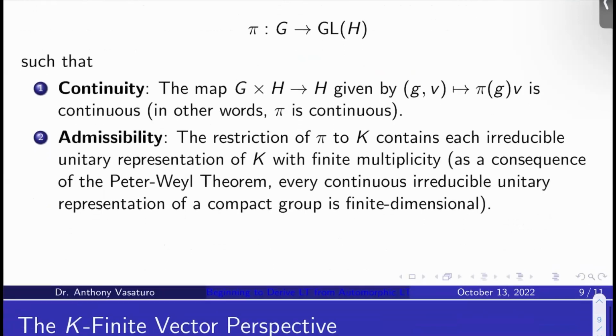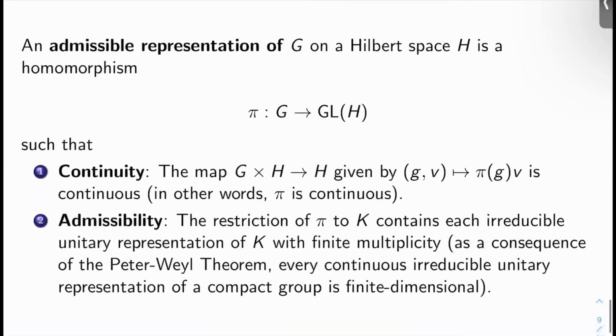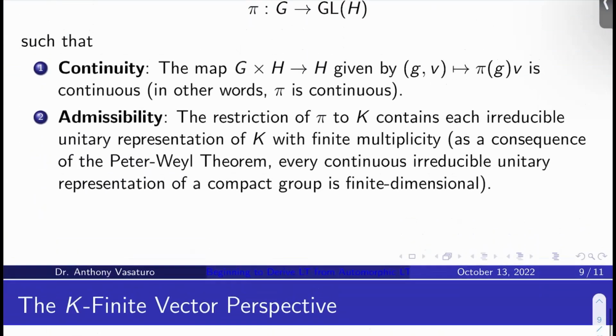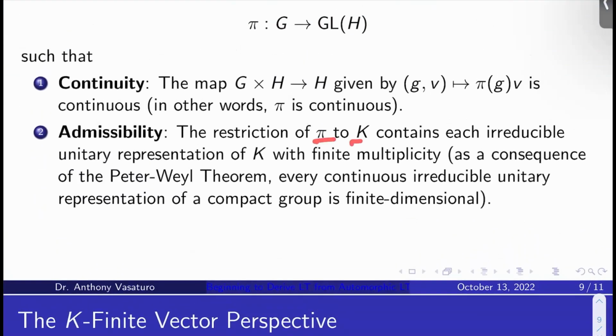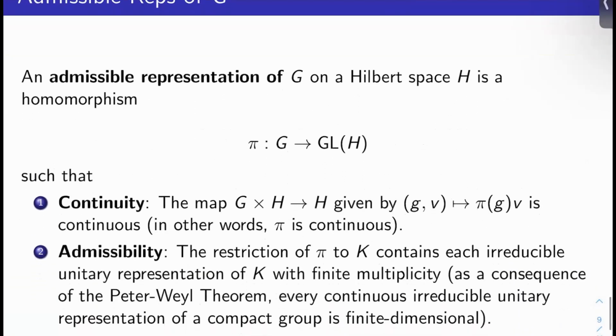And then what is this admissibility thing? Well, for this specific setup, the Archimedean setup, admissibility means the following. The restriction of π to K, the maximal compact subgroup of orthogonals, contains each irreducible unitary representation of K with finite multiplicity. And this makes sense as a demand because, as a consequence of the Peter-Weyl theorem, every continuous irreducible representation of a compact group, which is what I have because I'm on K, is finite dimensional.